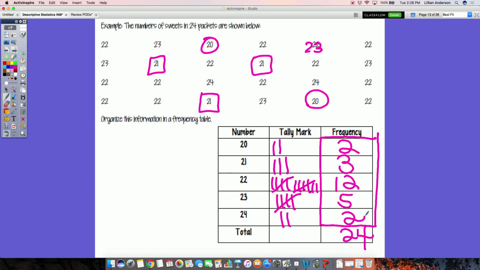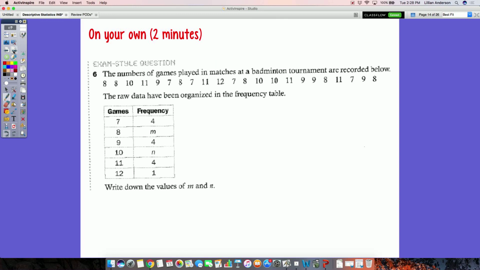So that's another way to check to make sure that you had it. You know that you interviewed 24 people or 60 people. Your total should have to be 60. Sound good? Okay. Do this one on your own.